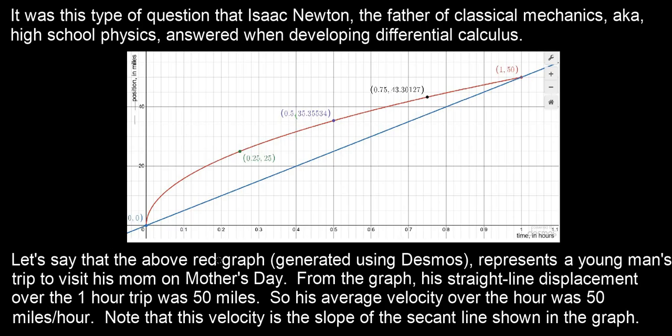So to examine this question more specifically, I've taken the liberty of using Desmos to generate a couple of graphs. The graph in red, we'll say, represents a young man's journey. He's visiting his mom on Mother's Day, and he gets in his car and drives to his mom, who's 50 miles away. In this graph, the horizontal axis is a measure of time in hours, and the vertical axis represents the position of his car in miles. So as time goes by, he goes through displacement.